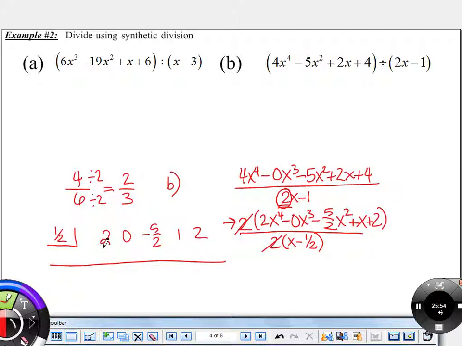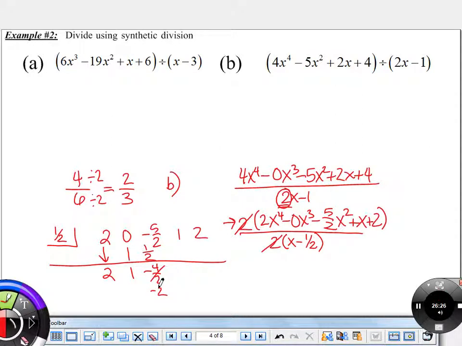So through the process, we drop down the first number. So we have 2, and we multiply. 2 times 1/2 is 1. We add up the column. 0 plus 1, 1. We have another number below the line. We have more columns to fill, so we keep doing the process. We multiply. We add up the column. Negative 5/2 plus 1/2 is going to be negative 4/2, which is the same thing as negative 2.